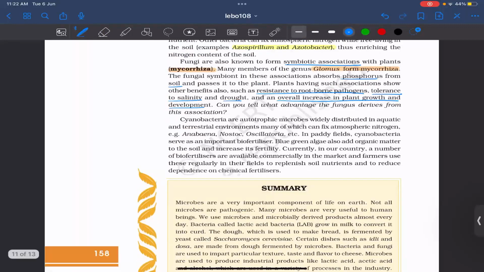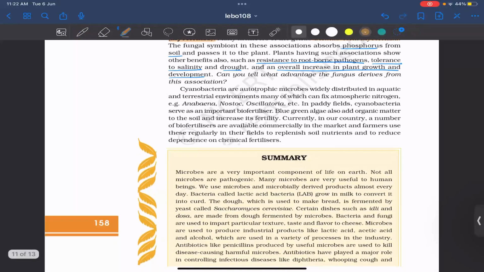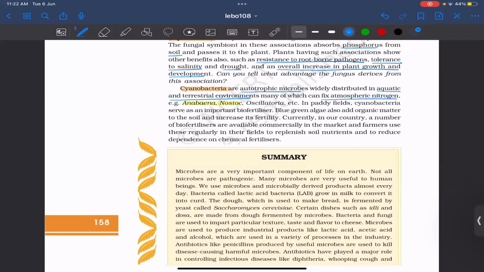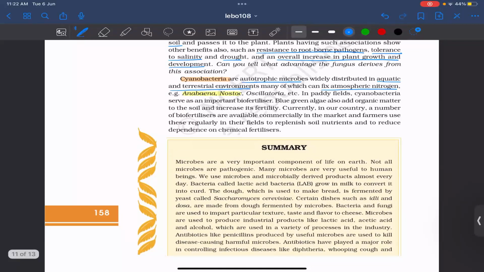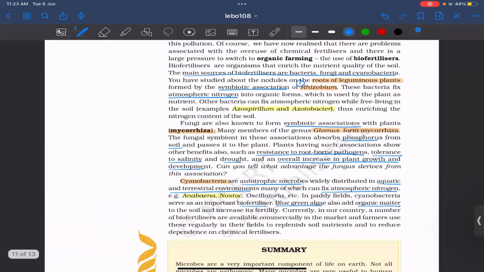Now the last is cyanobacteria, which are autotrophic microbes and are well distributed in aquatic and terrestrial environments. A few examples are Anabaena and Nostoc. What they do, they fix atmospheric nitrogen and are used as an important biofertilizer. The blue-green algae are also added to organic matter to increase the fertility of the soil. So here you need to remember these three.